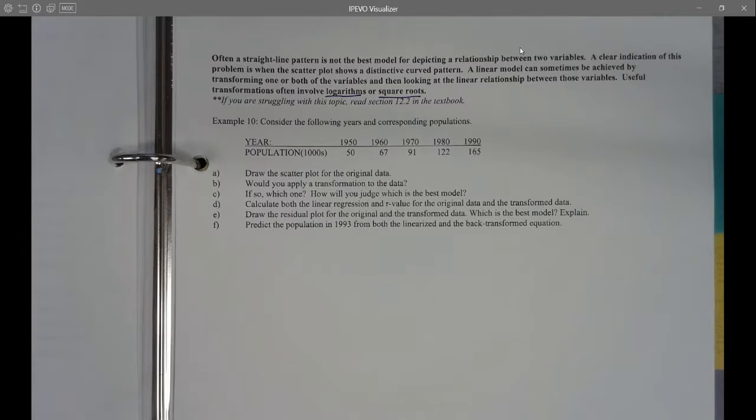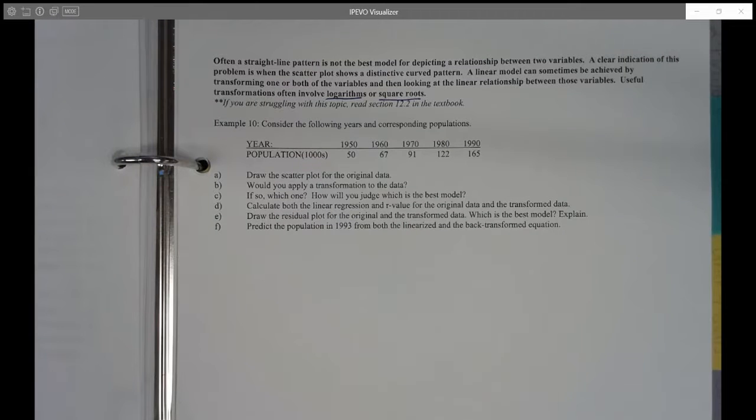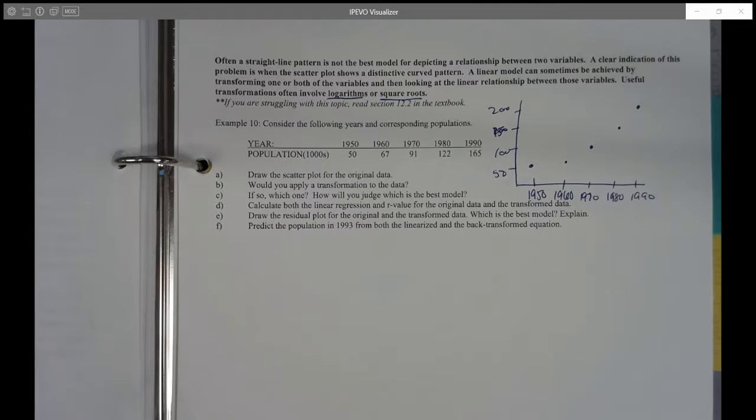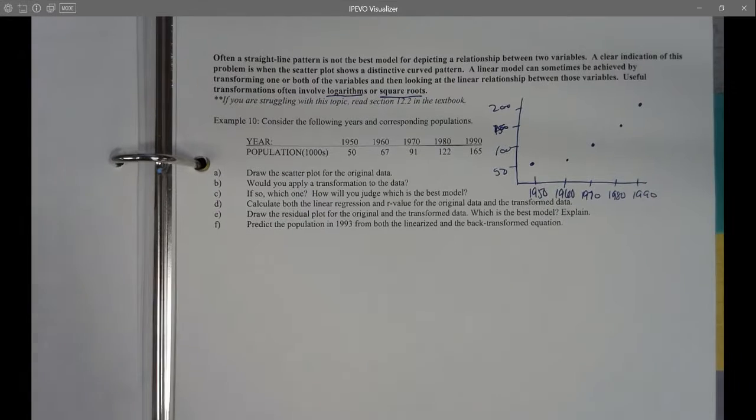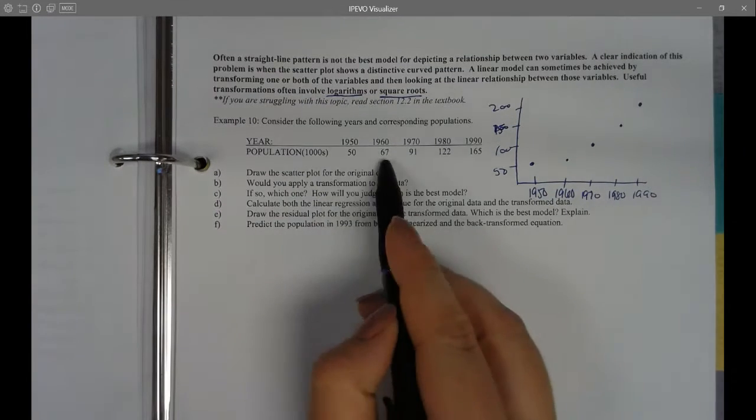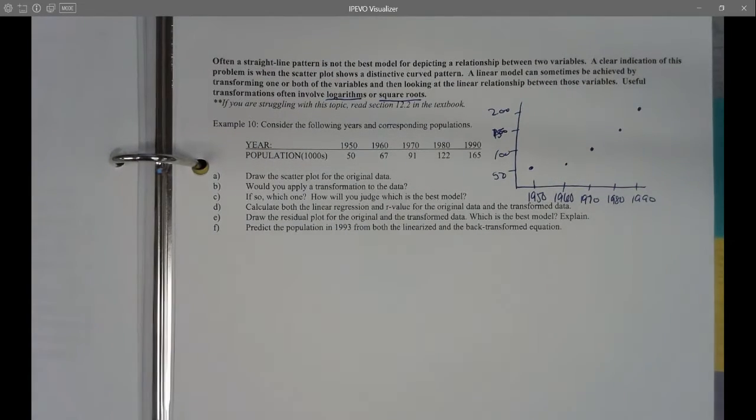Okay? So I'll give you a second here. There's only 5 data points. Go ahead and make the scatter plot for the original data. I don't know about you guys, but this to me looks very exponential. This does not look like a line. We can even see the data growing exponentially. So this will be part A.